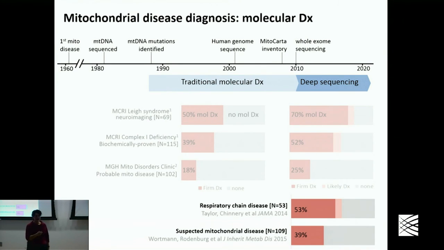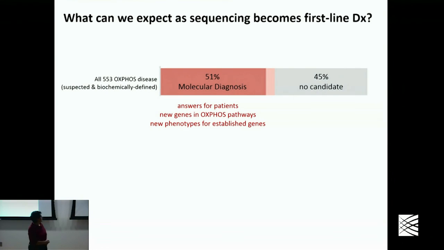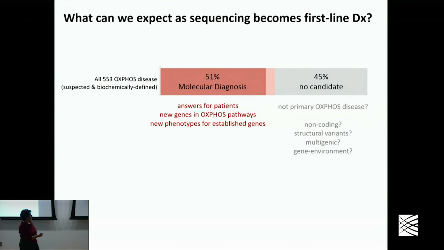The genetic sequencing is really, really helping. Now this is becoming a first-line diagnosis. Instead of going from doctor to doctor over 10 years to try to get an answer, now a single test can give an answer in half of the cases. So that is an enormous improvement, but it's not good enough. In 45%, we don't even have a candidate to look for.